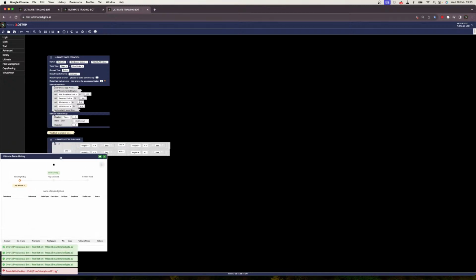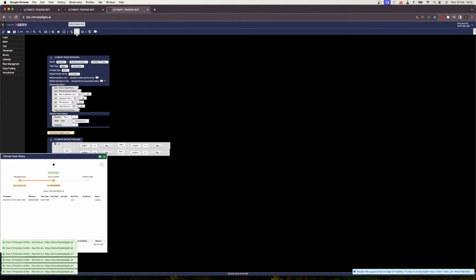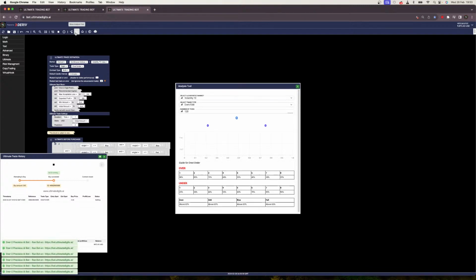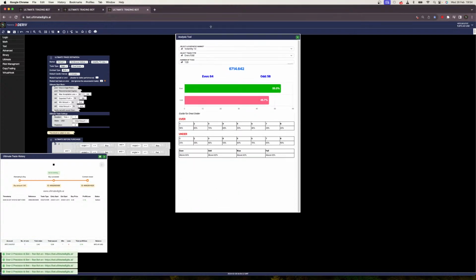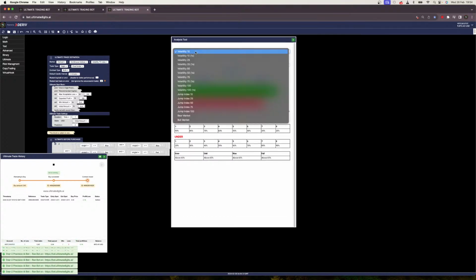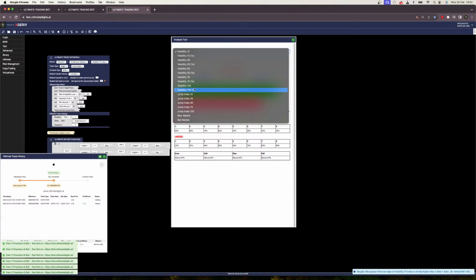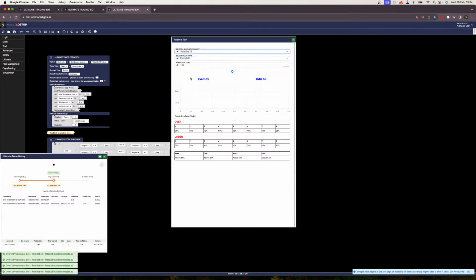The analysis has started, you can see. So the bot has to find a specific digit pattern before executing a trade. So click here to load the tick analyzer. The first trade has been executed. Let's see the digit statistics on volatility 75 index.